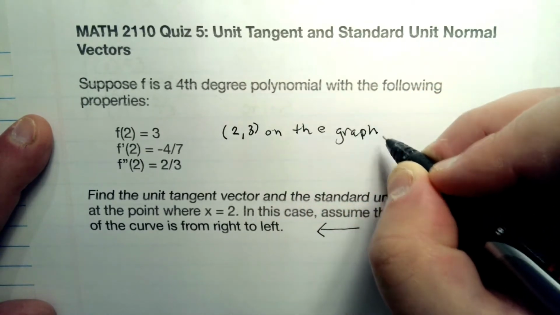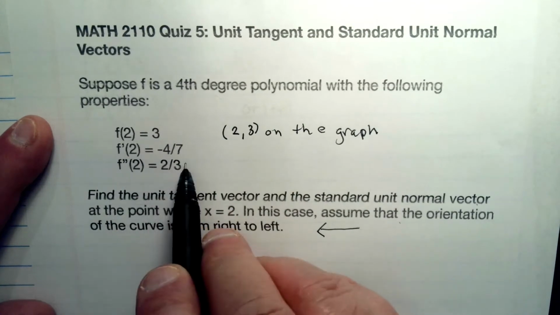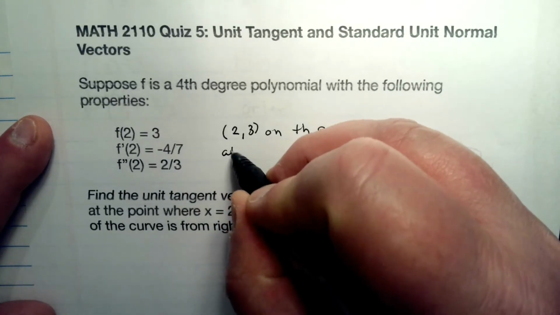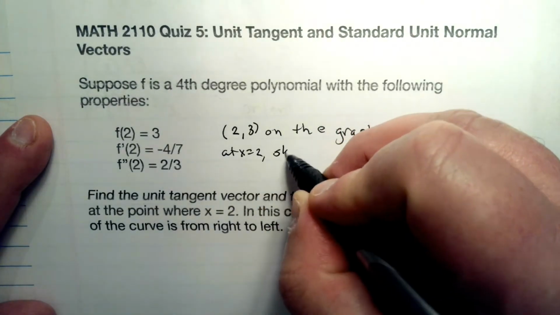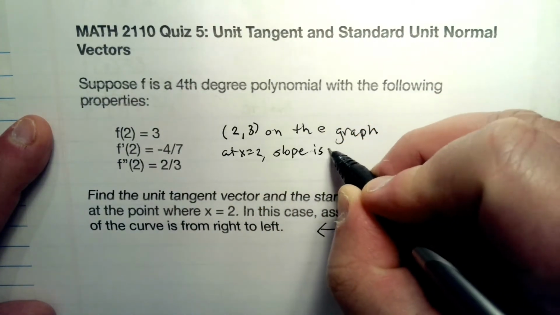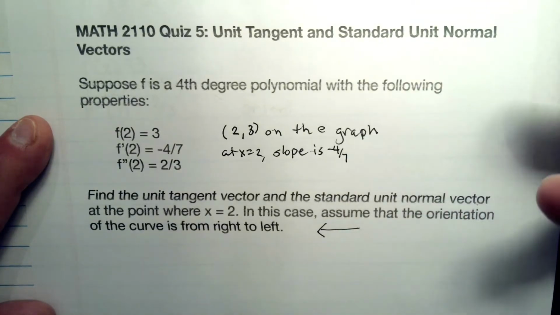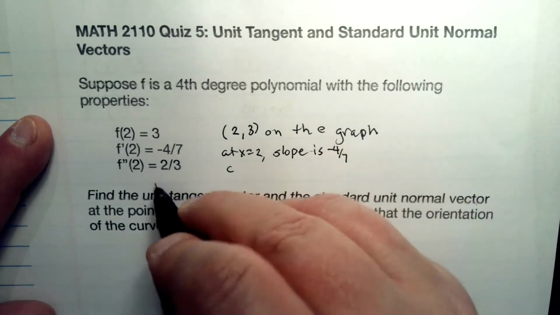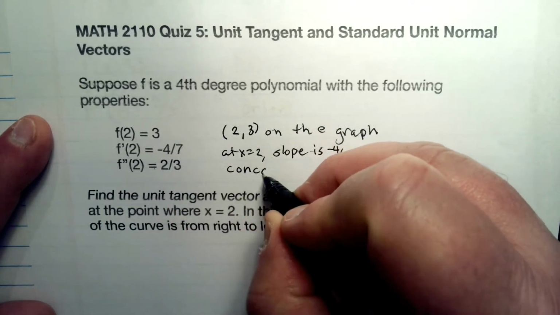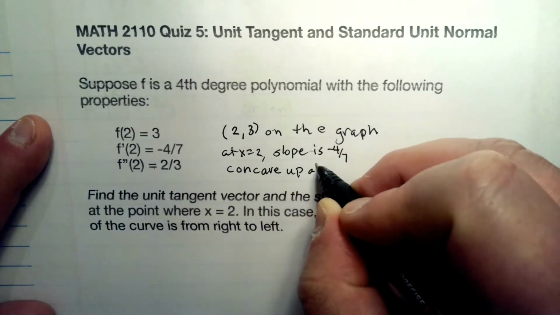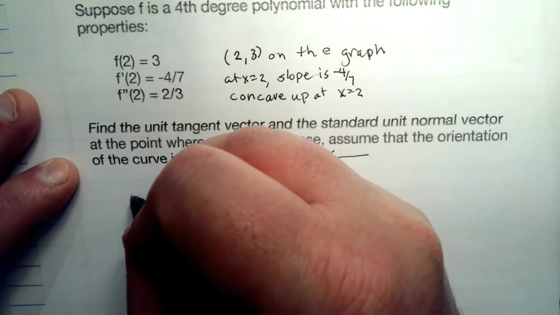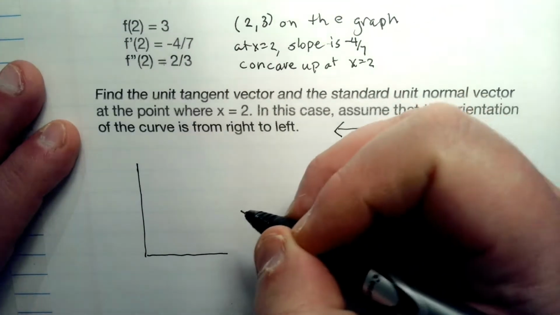And the derivative, f prime of 2 equals negative 4/7, tells us the slope of the graph at x equals 2. At x equals 2, the slope is negative 4/7, which is negative. That means the function is decreasing. And then the second derivative tells us about the concavity. The second derivative is positive, so it's concave up at x equals 2. So let's draw a quick little graph of what this is going to look like near x equals 2.